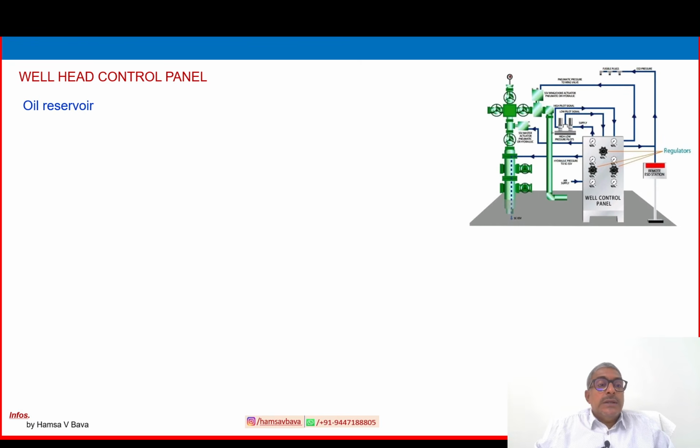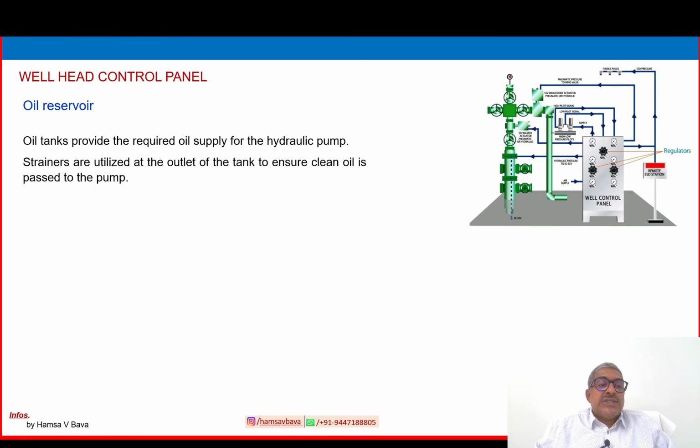Oil reservoir. Oil tanks provide the required oil supply to the hydraulic pump. Strainers are utilized at the outlet of the tank to ensure clean oil passes through the pump. Also, a return line from the valves is connected to the top of the tank, a return line from the system.